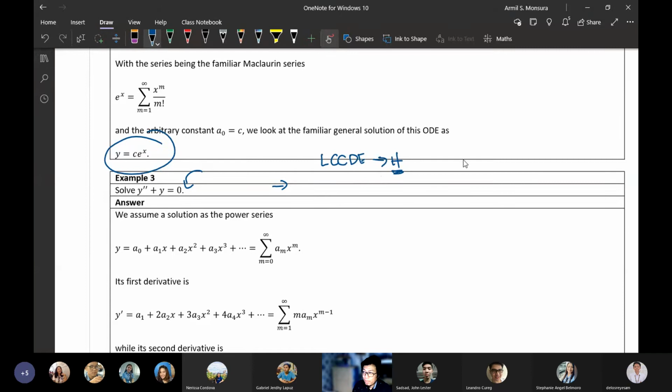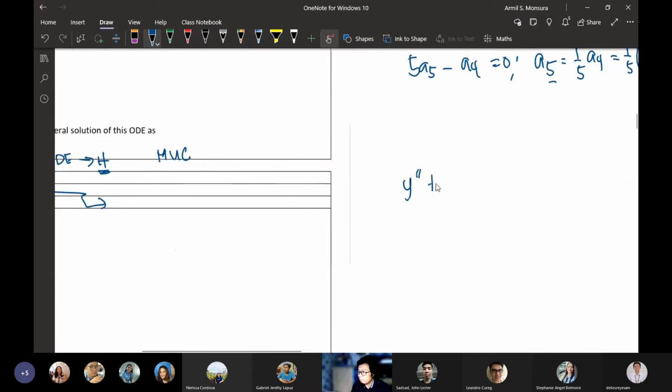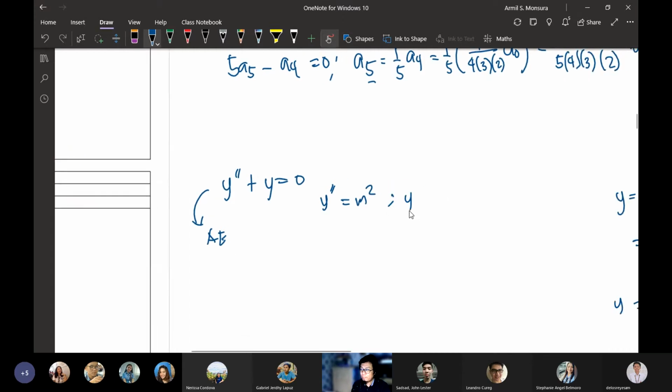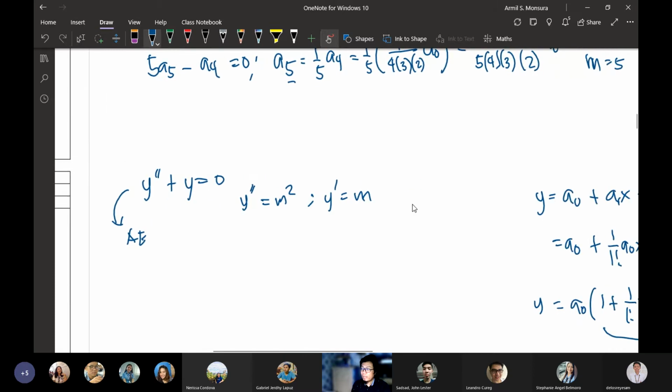So what we do, to start the method of undetermined coefficients, okay, is to translate this into an auxiliary equation. Okay, so y double prime plus y equals 0. Okay, gawan natin siya ng auxiliary equation, in which we will let y double prime equal m square. So that should imply that y prime equals m, and y equals m raised to 0.